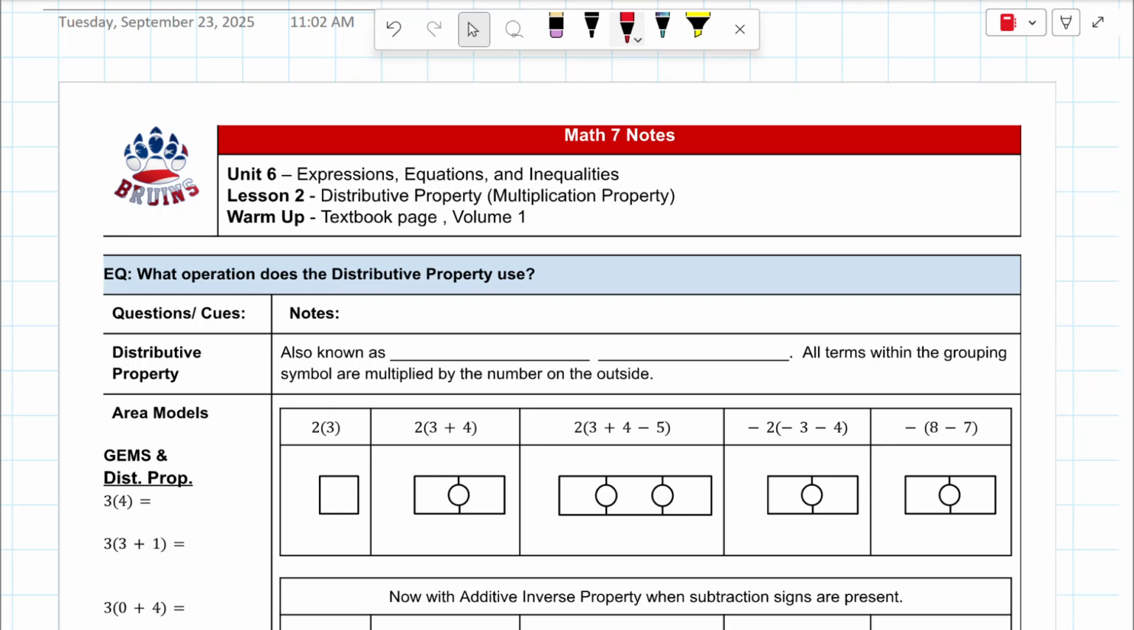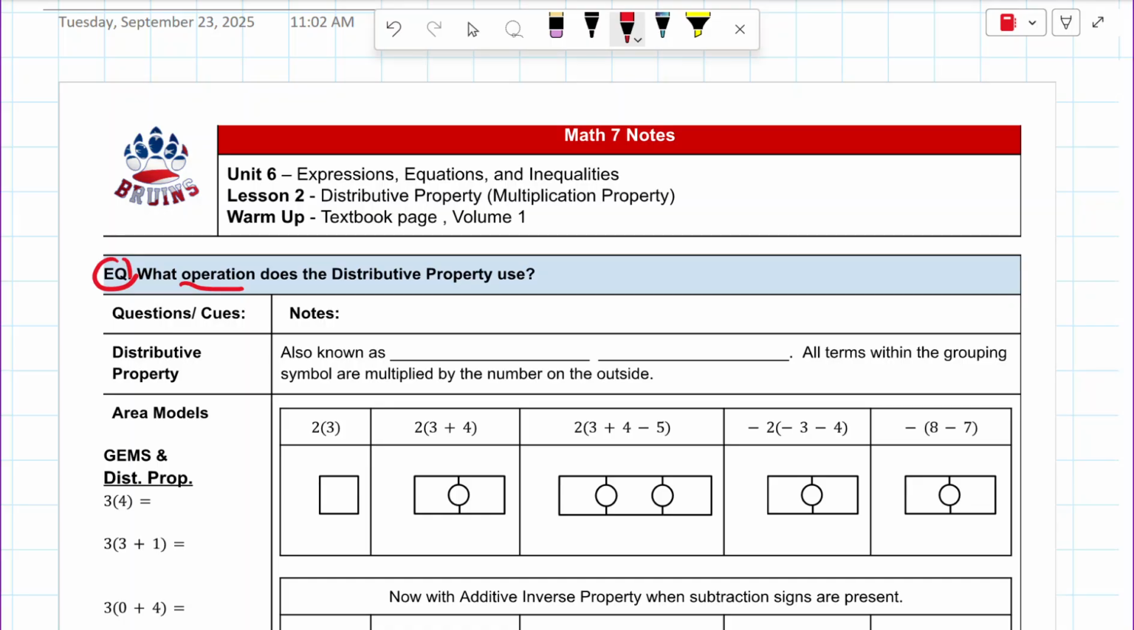Unit 6, Expressions, Equations, and Inequalities, and we are on Lesson 2, the distributive property, also known as the multiplication property. The essential question for today's lesson is, what operation does the distributive property use? By the end of this, you ought to be able to see what operation. There's only 4 choices: multiplying, dividing, adding, or subtracting.